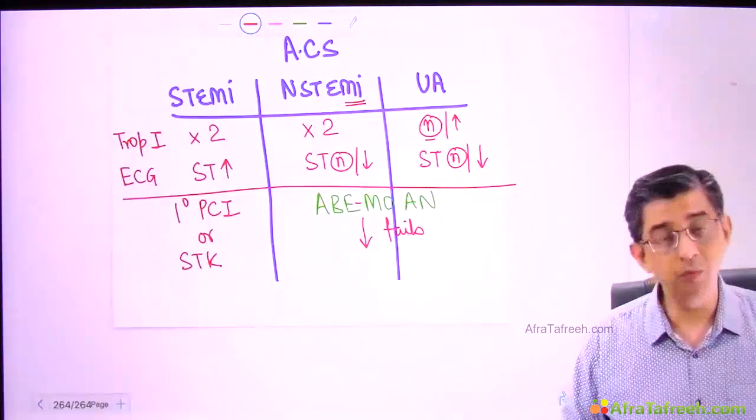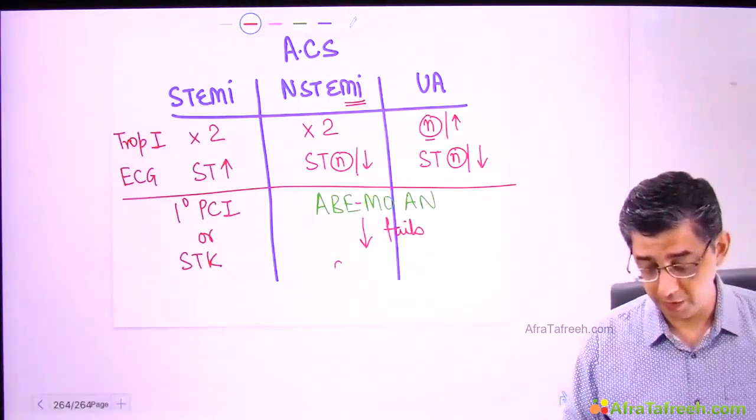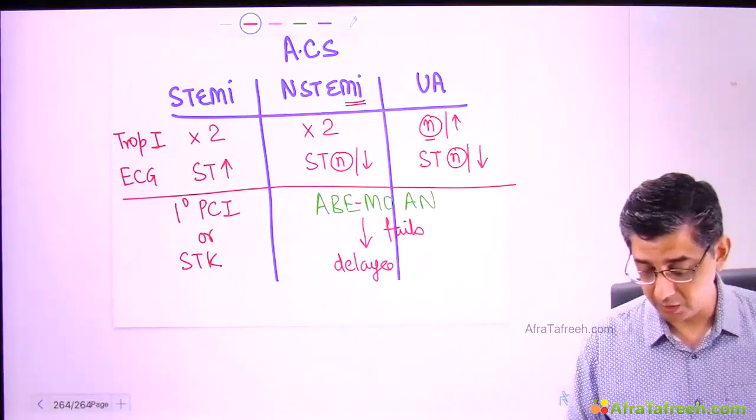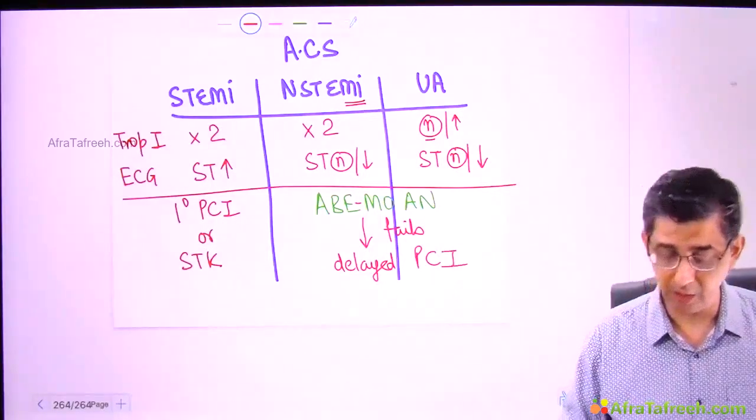So if medical management fails in the person, then we will take up the patient in the cath lab once again and do a delayed percutaneous coronary intervention.